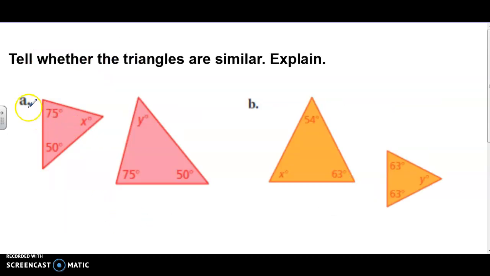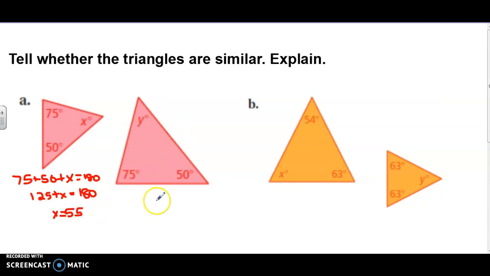If we look at this one here, it says tell whether the triangles are similar, explain. This triangle has angle measures of 75 and 50, and this has angle measures of 75 and 50. So if I'm trying to find out what x equals, I know that 75 plus 50 plus x has to equal 180. If I solve this, I would have 125 plus x equals 180, and I would get x to equal 55.